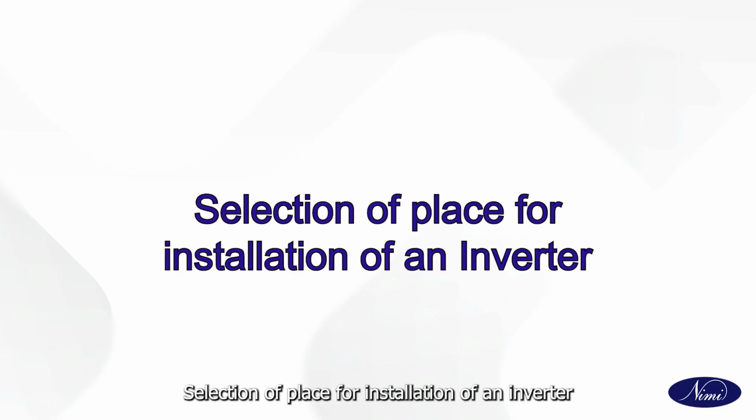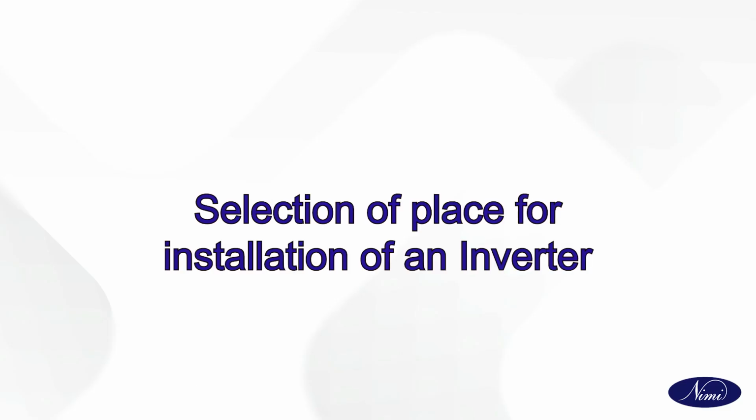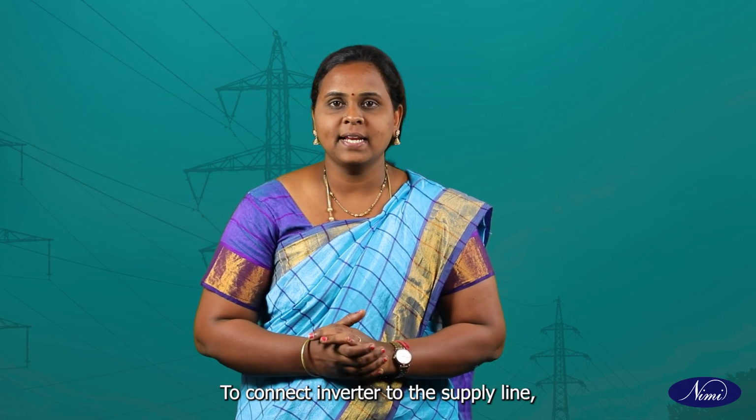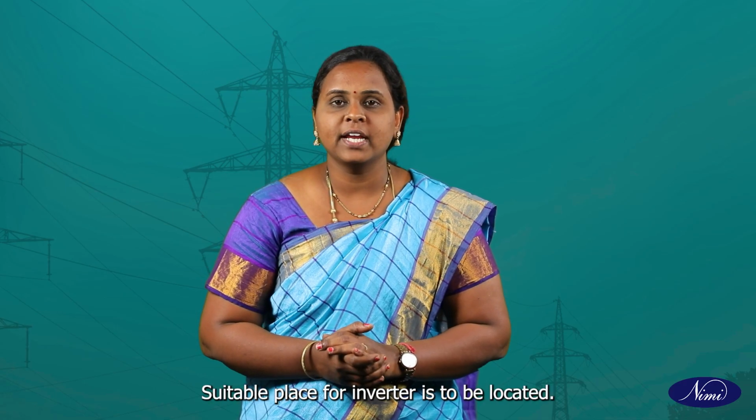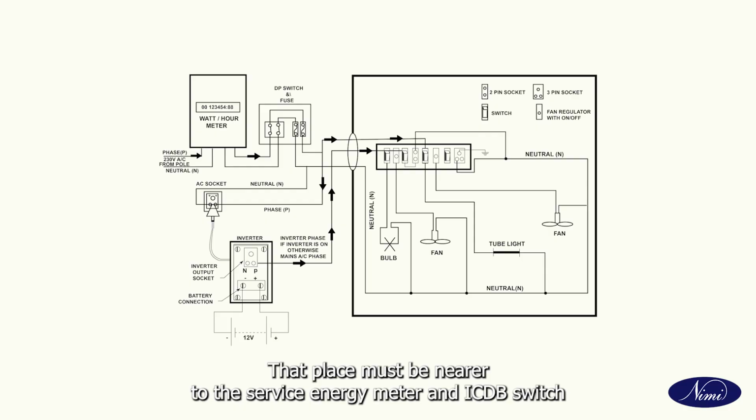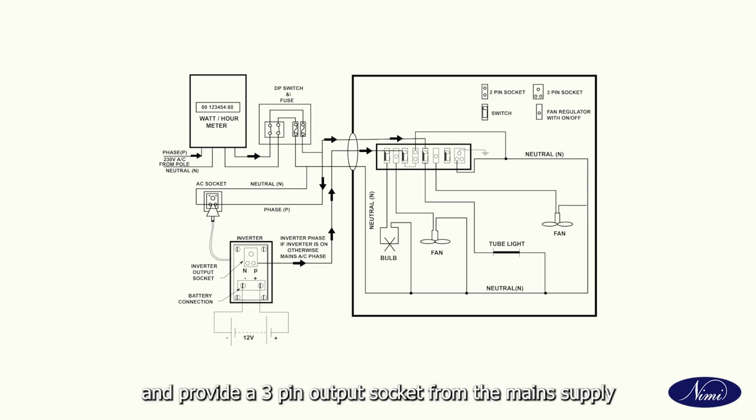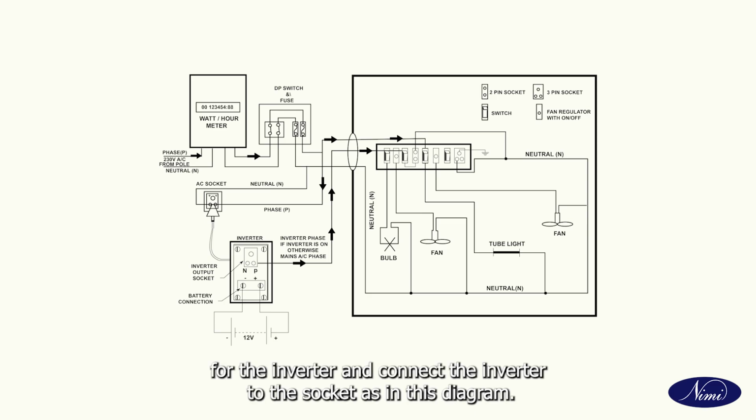Selection of place for installation of an inverter. To connect the inverter to the supply line, a suitable place for the inverter is to be located. That place must be nearer to the service energy meter and ICDP switch. Provide a 3-pin output socket from the main supply for the inverter and connect the inverter to the socket as in this diagram.